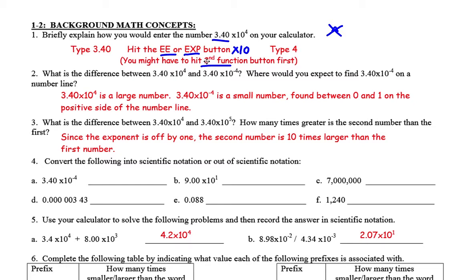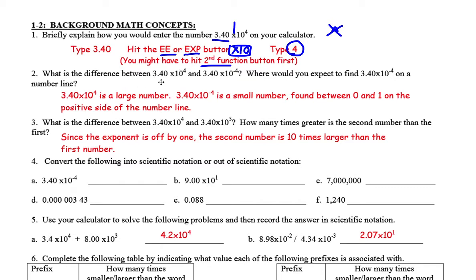What you never, ever do is type in 3.40 and then hit the multiplication and then type in a 10. You never use a multiplication sign when you're typing in a number in scientific notation. You type in 3.40 and then EE or EXP or second function EE or something like that, or even this button if you have this on your calculator. And then you want to tell the computer how many times to multiply 3.40 times 10. So that's where you put your exponent in. So 3.40, then one of these buttons, and then 4. Never hit multiplication. Don't hit times 10.